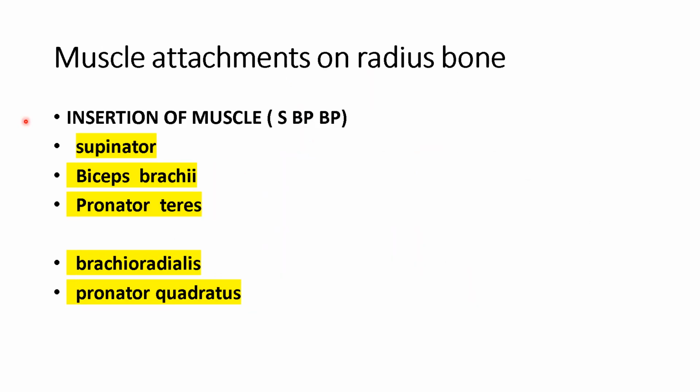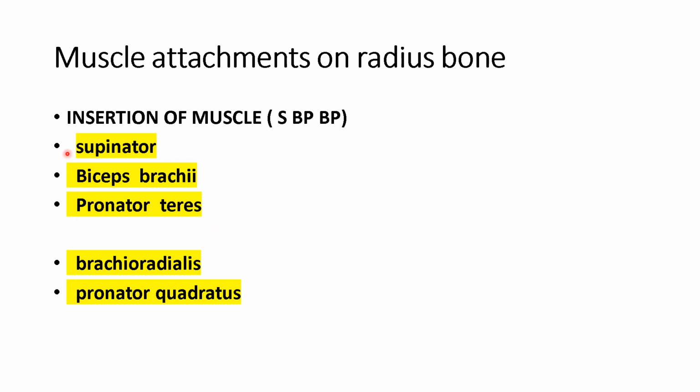These muscle attachments on the radius bone we can memorize from the mnemonic SBP SBP. S supinator, B biceps brachii, P pronator teres, and B brachioradialis, and P pronator quadratus. So all these muscles are inserted on the radius bone.